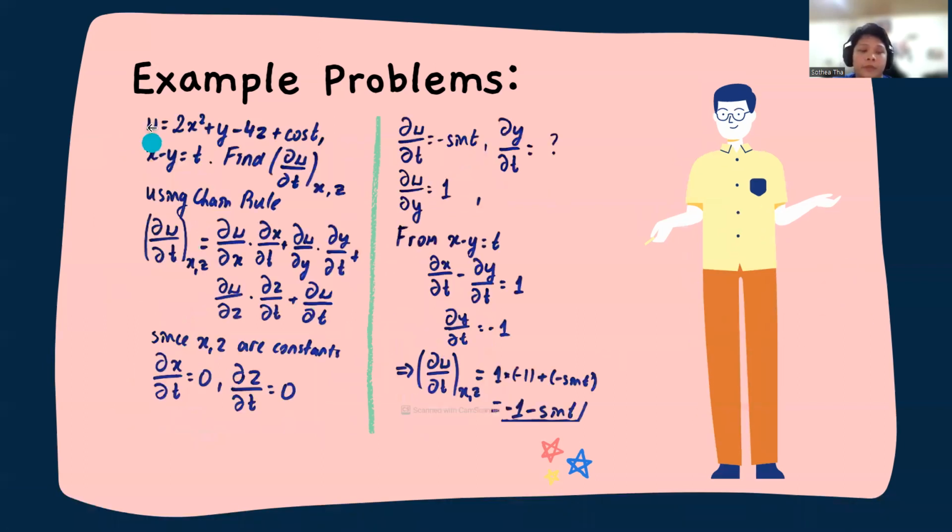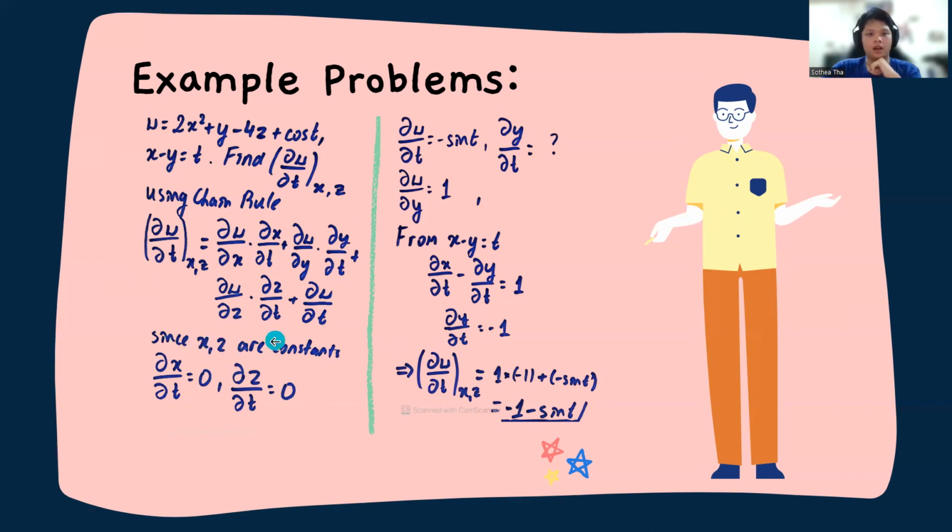Another problem here, w equals 2x squared plus y minus 4z plus cosine t. Here we can see that there are 4 variables in this function. And it gives us x minus y equals t. They want us to find dw over dt, keeping x and z a constant. So again, using the chain rule, we can break it down to dw over dx times dx over dt plus dw over dy times dy over dt plus dw over dz times dz over dt plus dw over dt.